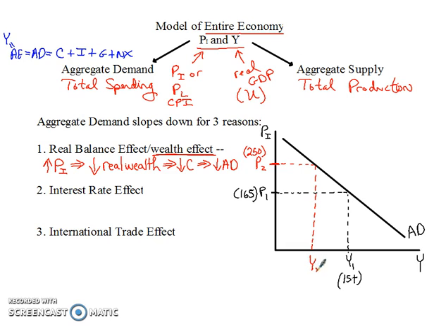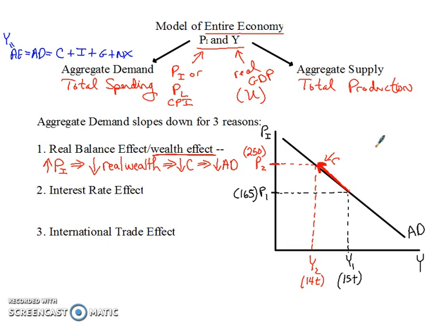So then this would be Y2. My total spending or GDP would decline, and maybe it would decline to like 14 trillion or whatever the number happened to be. And so what happened here is we moved along the aggregate demand curve from this point, P1 Y1, to P2 Y2. And why did we move along the aggregate demand curve? We moved along the aggregate demand curve because there was a decrease in consumption.